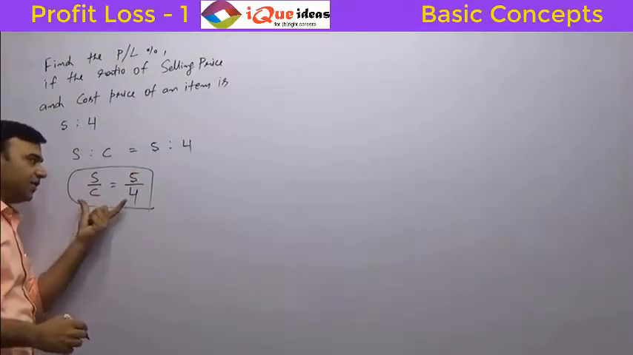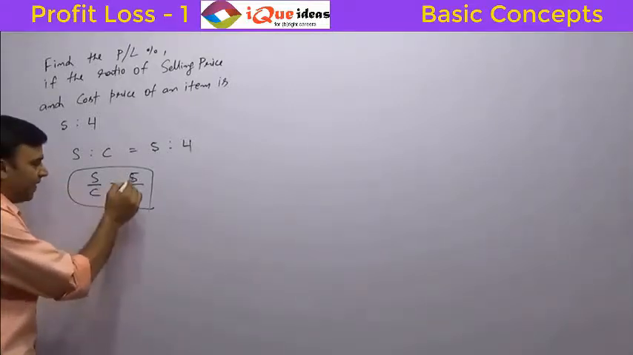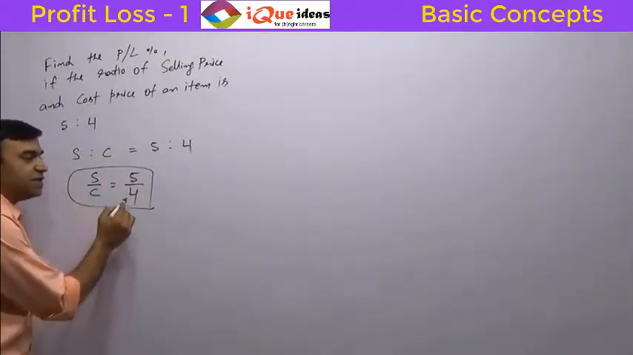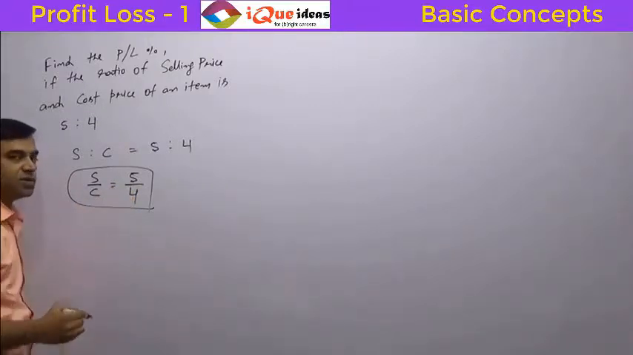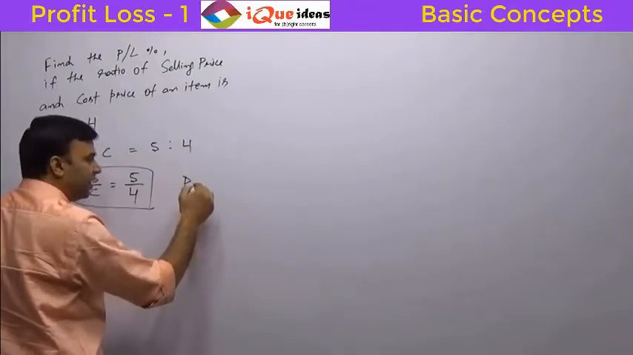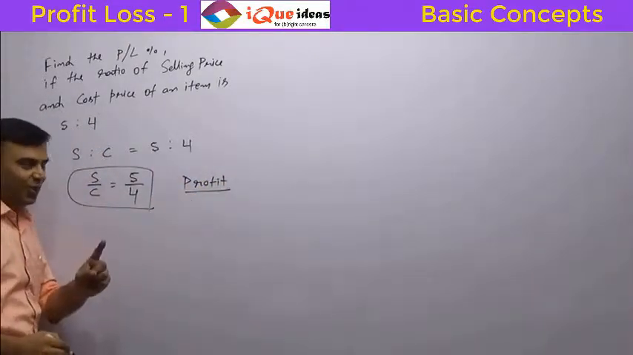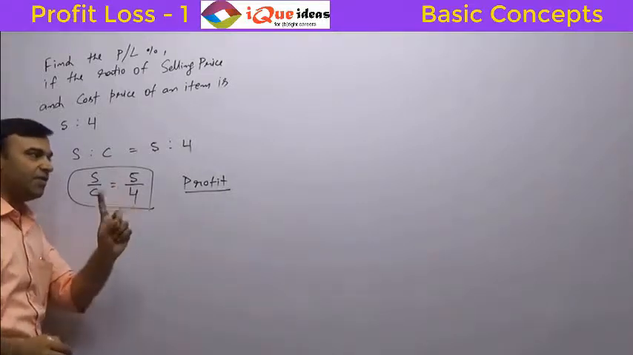Just by the concept of ratio, we can see from here that selling price is more than cost price. Why? The number corresponding to selling price is 5. The number corresponding to cost price is 4. So selling price is more than cost price. That means there will always be a profit in this particular case. Can we find the profit value from here? No. Because it is a ratio, we cannot find the profit value.